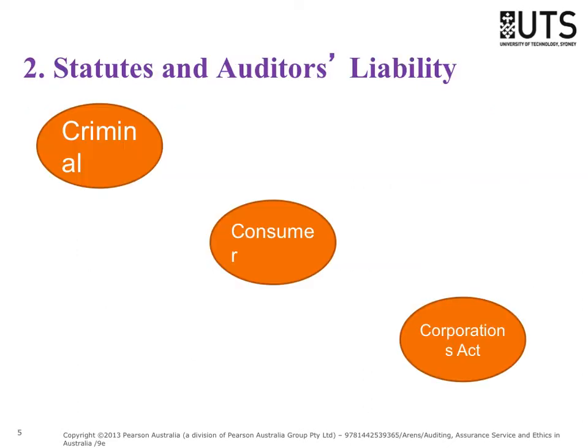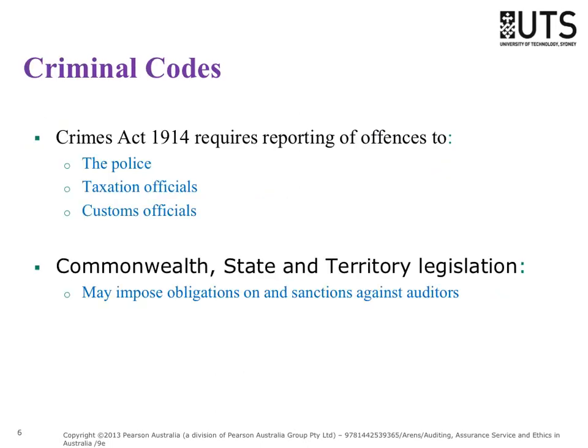So there are three main sources of liability: criminal, consumer, and the Corporations Act. So we're going to talk about each of those. The consumer one is that Consumer Competition Act that I just talked about. So it is a crime to not inform the authorities if you find your client doing something illegal. If you find them breaching perhaps environmental protection laws or financial reporting standards. So we have to report under the Crimes Act, and there can be sanctions against auditors.